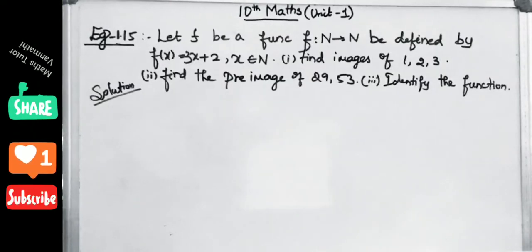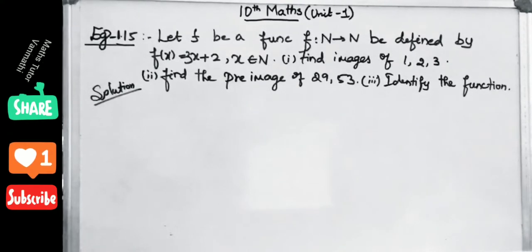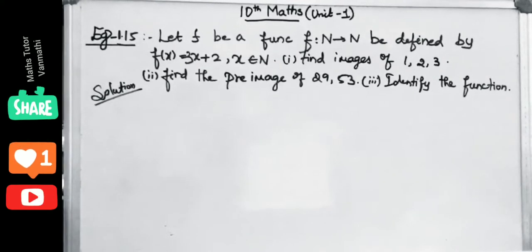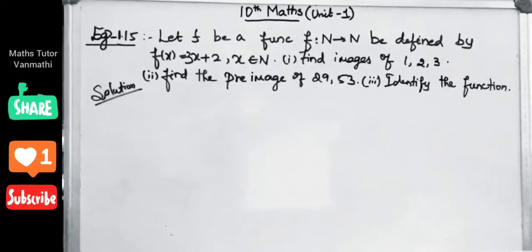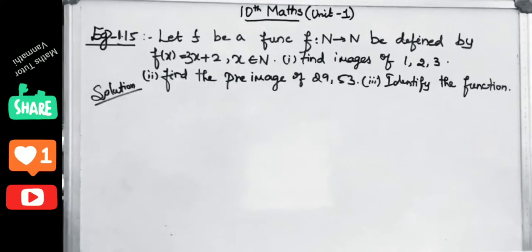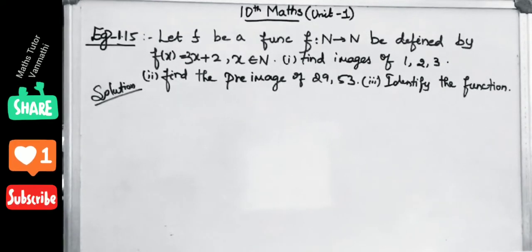Let f be a function from N to N defined by f of x equal to 3x plus 2, where x belongs to N. We have to find 3 subdivisions. First one is to find the images of 1, 2, 3. Next is to find the pre-image of 29 and 53. Third one is to identify what type of function this is.